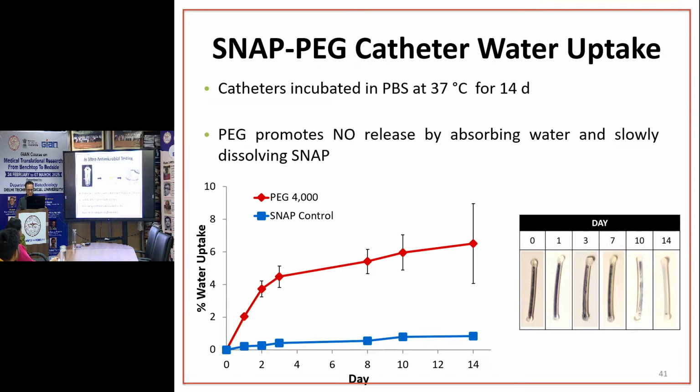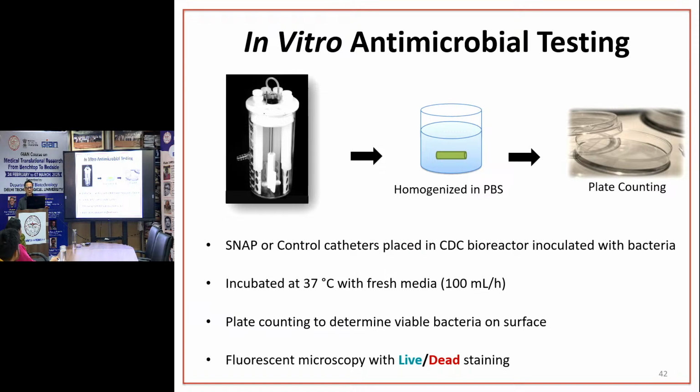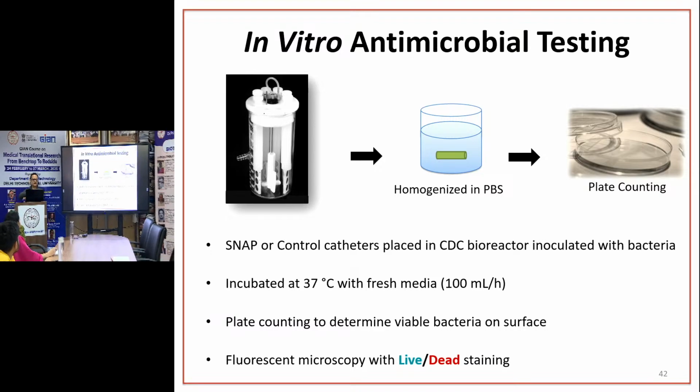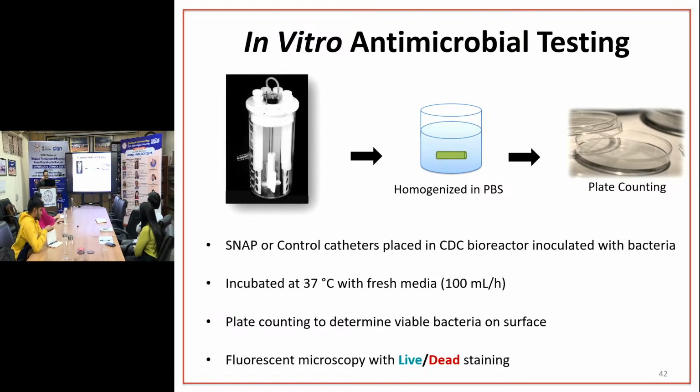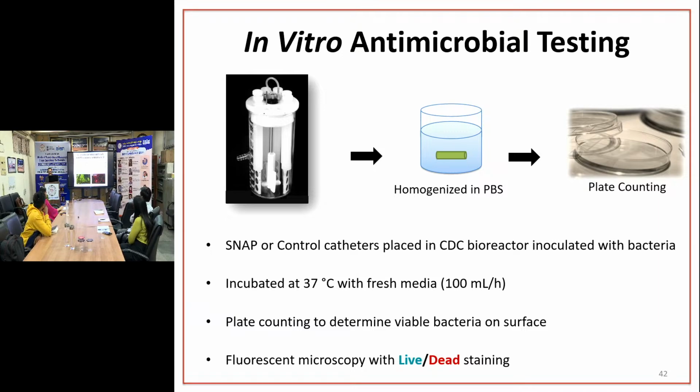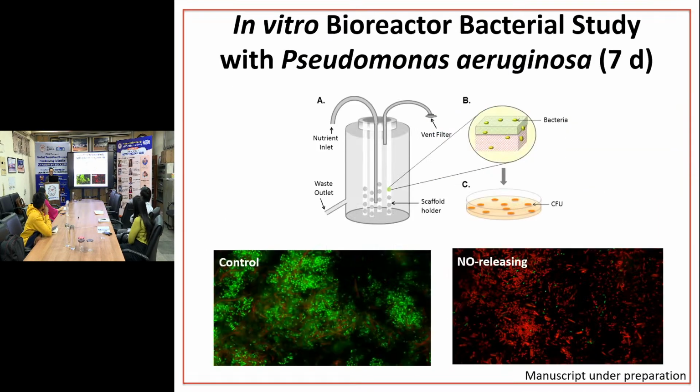Okay. We already talked about this. Antimicrobial testing, bioreactor: you can homogenize a sample and then plate it. But this is just one study with one of these materials. This is not a manuscript under preparation; it must be already published. When we make nitric oxide releasing materials and do a 7-day bioreactor study with live-dead staining, we see a lot of green live bacteria on the control, and mostly dead bacteria on the NO release surface.